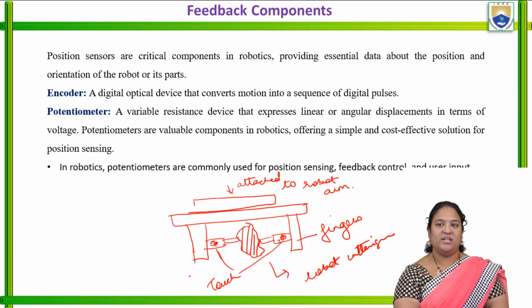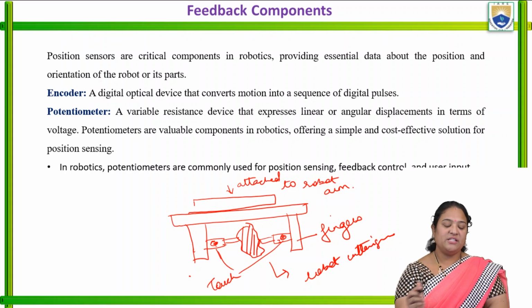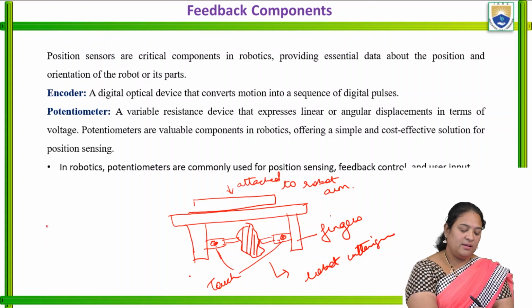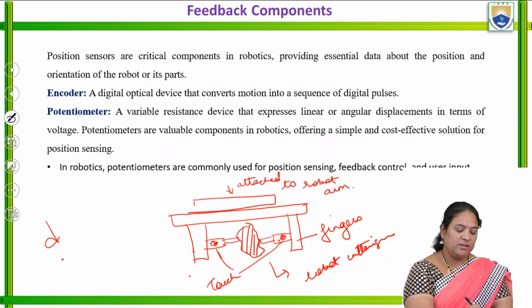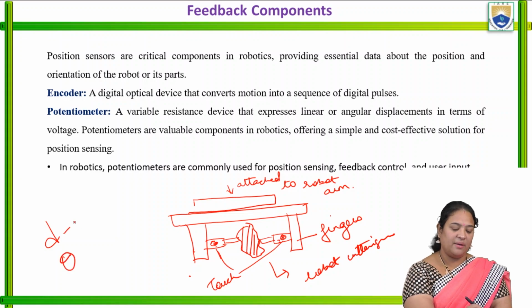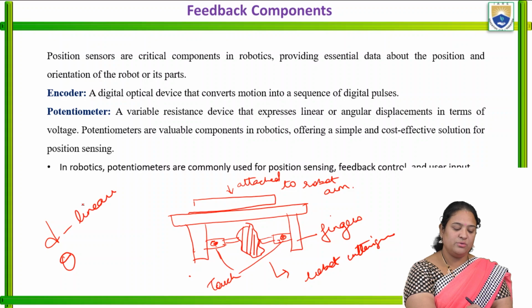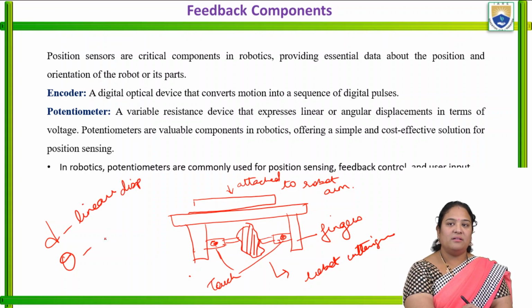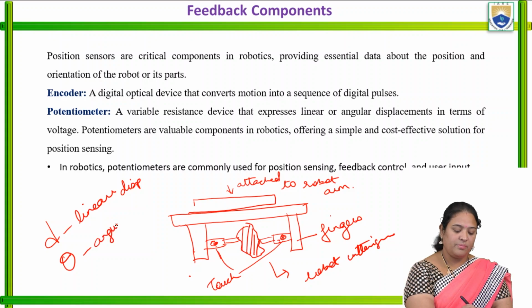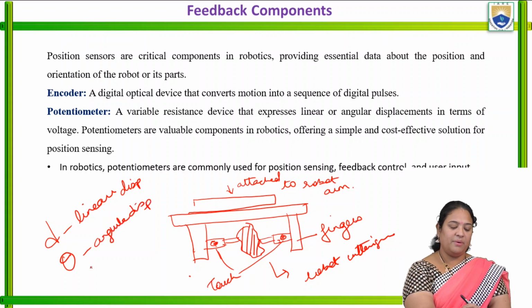Now next, moving on to the potentiometer. The potentiometer is one type of position sensor. What exactly happens in a position sensor? A position sensor is generally used to identify the position and orientation of the robot or any of its parts. Here the potentiometer is used to find out the linear displacement or the angular displacement, that is theta.